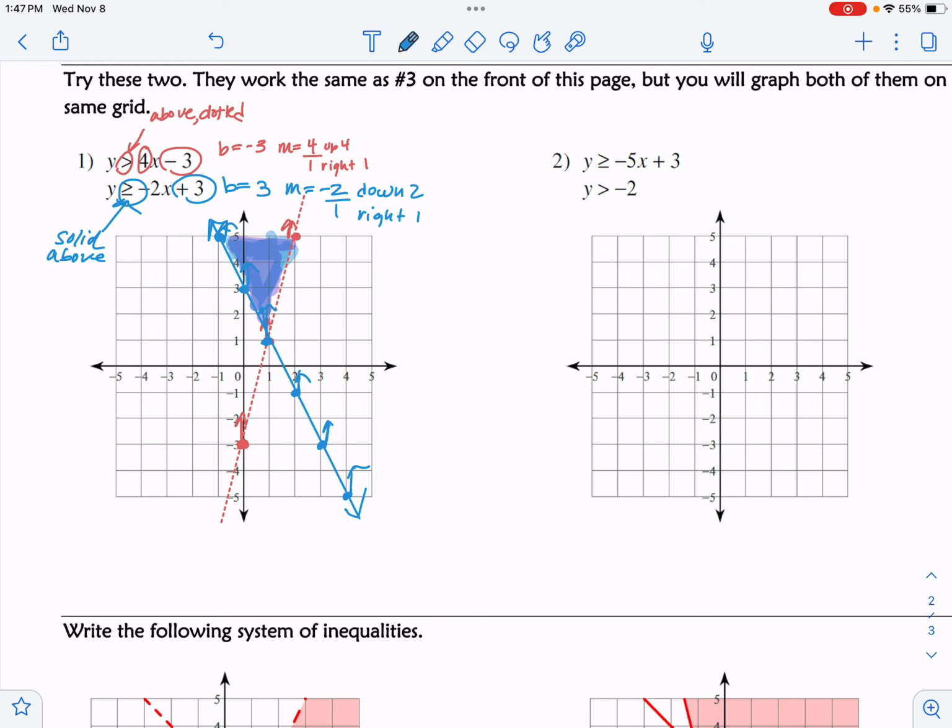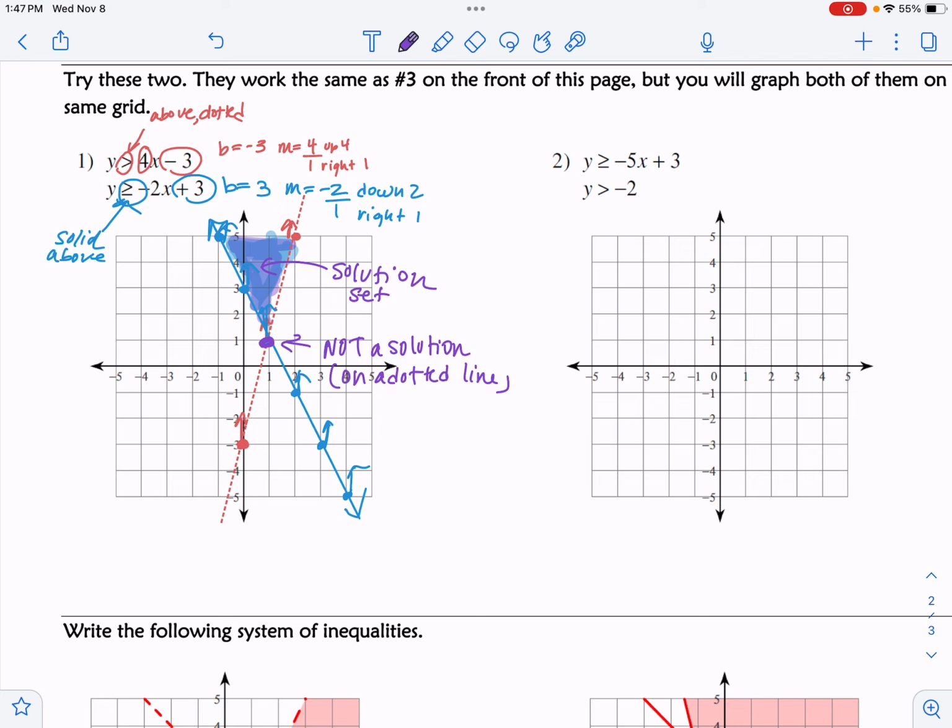Okay. Just shade that upper triangle. That's our solution set. Okay, and so this intersection point is actually not a solution. The reason why it's not a solution is because one of your lines is dotted. The red line was dotted. And so anytime you land on a dotted line, even though it's also on a solid line, it's not going to work as a solution.